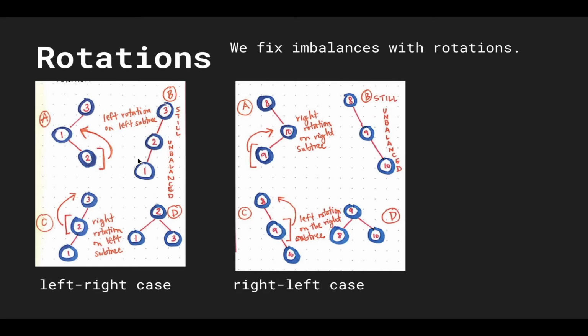So we want to fix it into the previous case that we saw before. So what we do is perform a left rotation on the left child. So we move 1 down, and 2 is now going to become the new left child of 3.